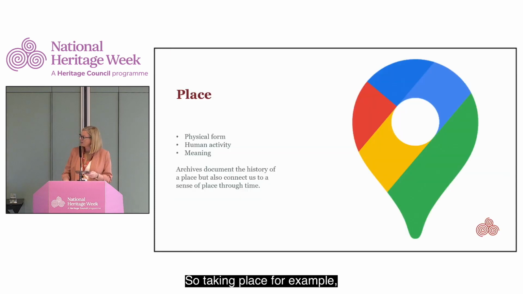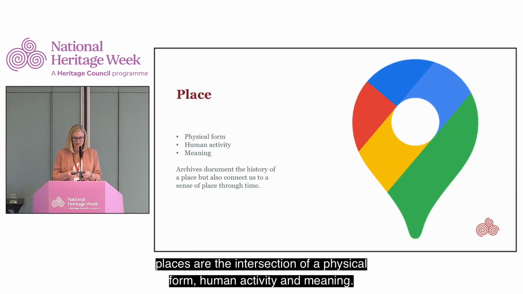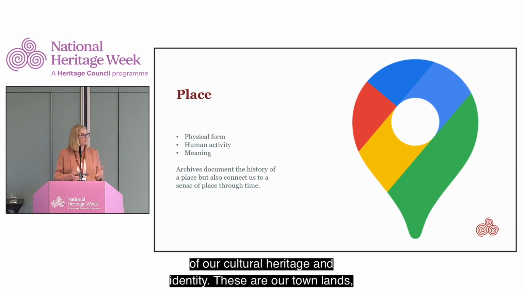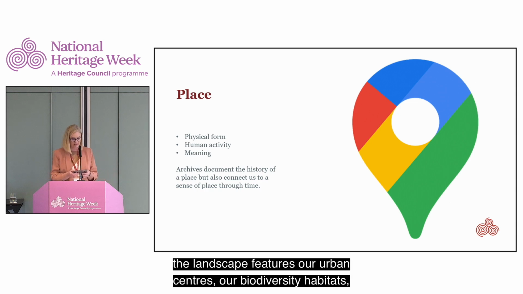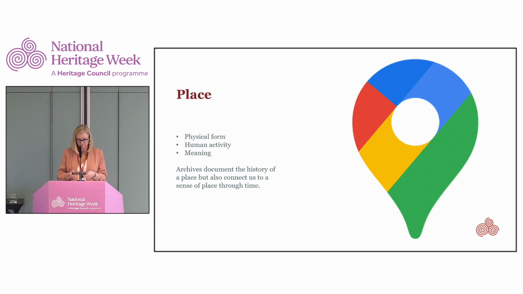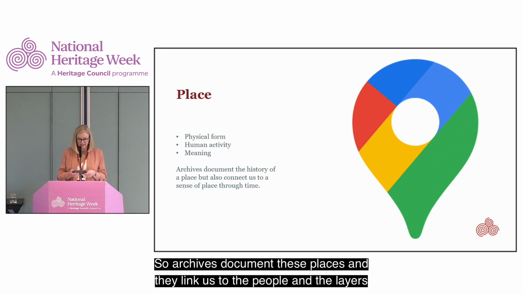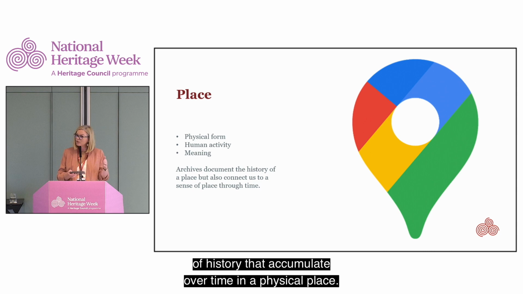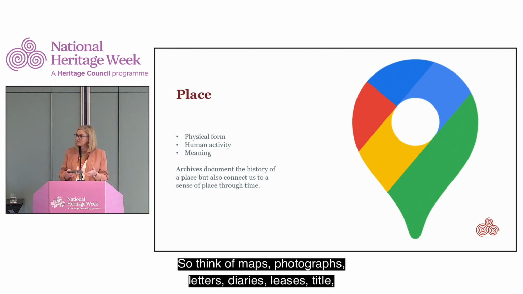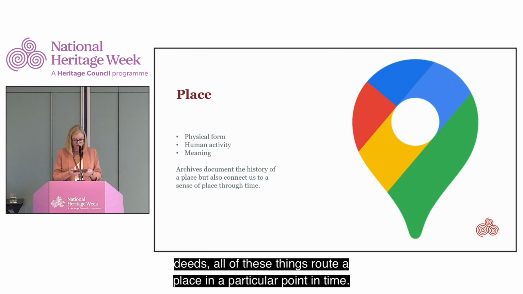Taking place, for example, places are the intersection of a physical form, human activity and meaning. And the places we hold dear to us shape our connection to the world and are part of our cultural heritage and identity. These are our townlands, the landscape features, our urban centres, our biodiversity habitats. And they are the shape of the known world around us and our connection to it. So archives document these places and they link us to the people and the layers of history that accumulate over time in a physical place. So think of maps, photographs, letters, diaries, leases, title deeds. All of these things root a place in a particular point in time.